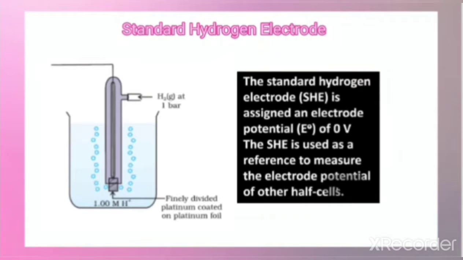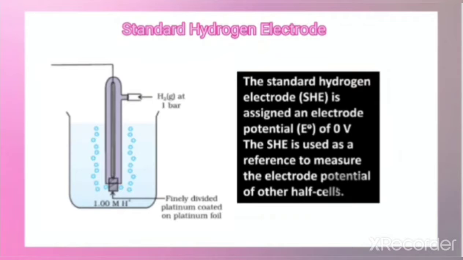A standard hydrogen electrode, or SHE, is assigned an electrode potential of 0 volt. The SHE is used as a reference to measure the electrode potential of other cells. In order to find out the electrode potential of any other cell, the standard hydrogen electrode is used as a reference.